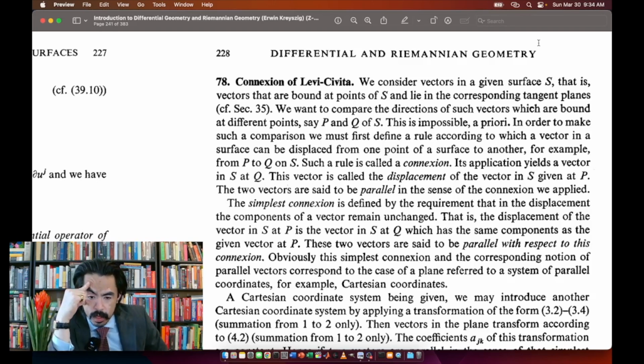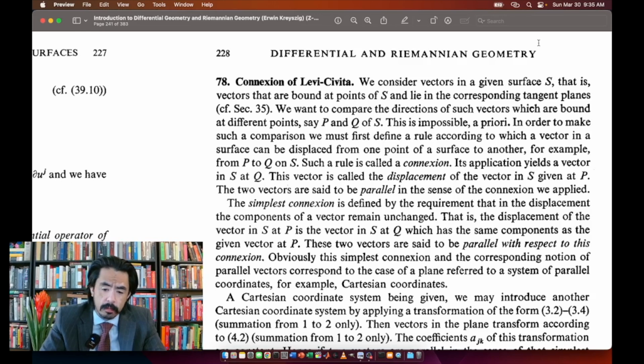Okay, section 78. Connection of Levi-Civita. We consider vectors in a given surface, capital S, that is, vectors that are bound at points of S and lie in the corresponding tangent planes, for which refer back to section 35. I'm pretty sure that's roughly the same as what's in differential geometry, but I'm not going to look at what that is now. We want to compare the directions of such vectors which are bound at different points, say P and Q of S. It is impossible a priori.